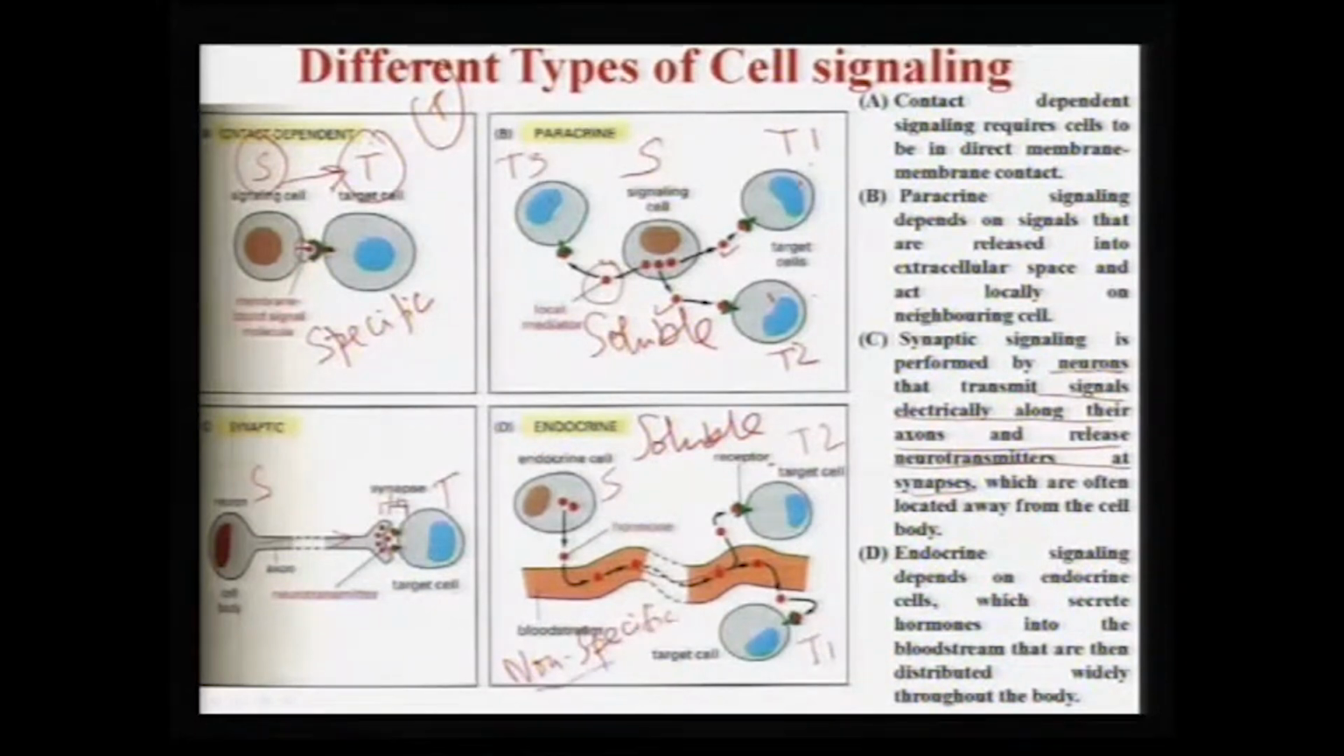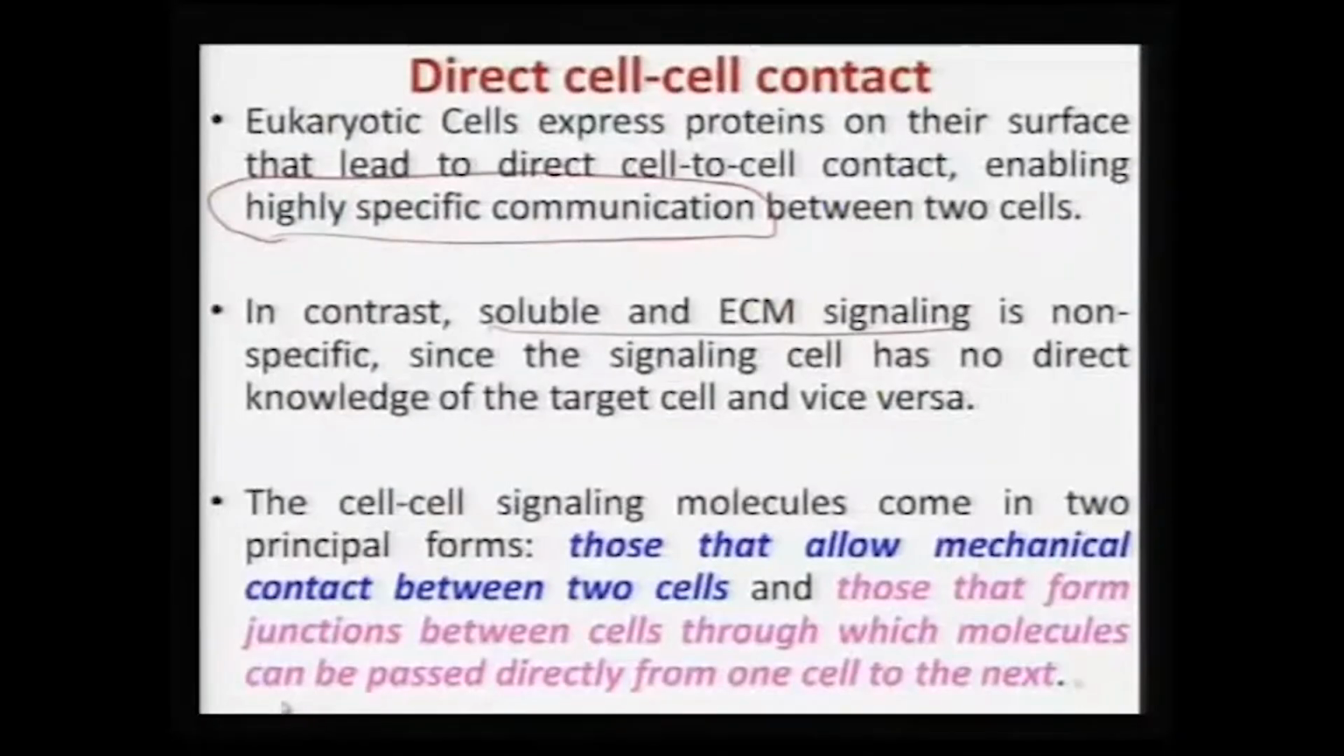I hope you are getting my point, that these are specific just because they are contact dependent and direct. Source cell to target cell is called specific interaction. Non-specific interaction means the source cell goes to two target cells. It is non-specific since the signaling cell has no direct knowledge of the target cell and vice versa. Having no direct knowledge means the signaling cell does not know which target cell their signal protein will finally arrive at.